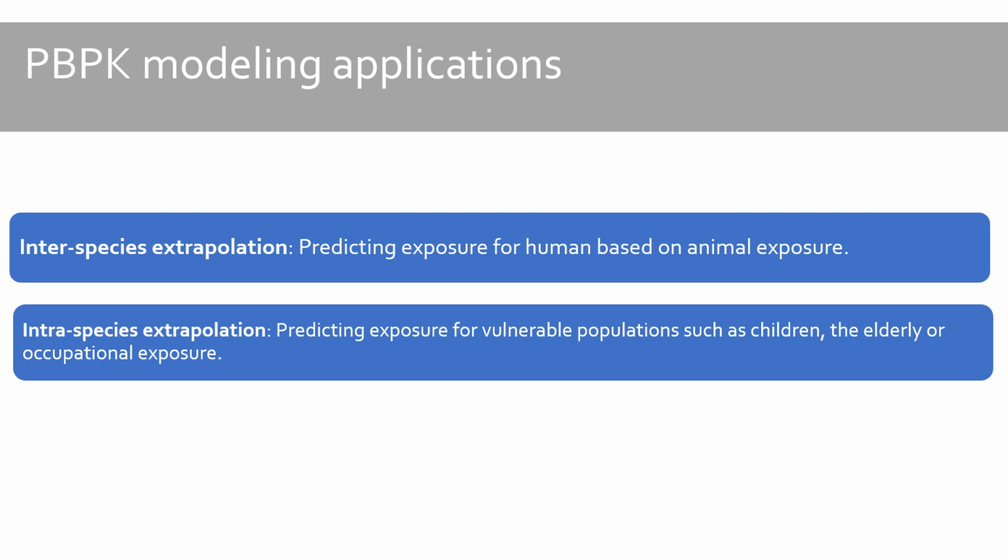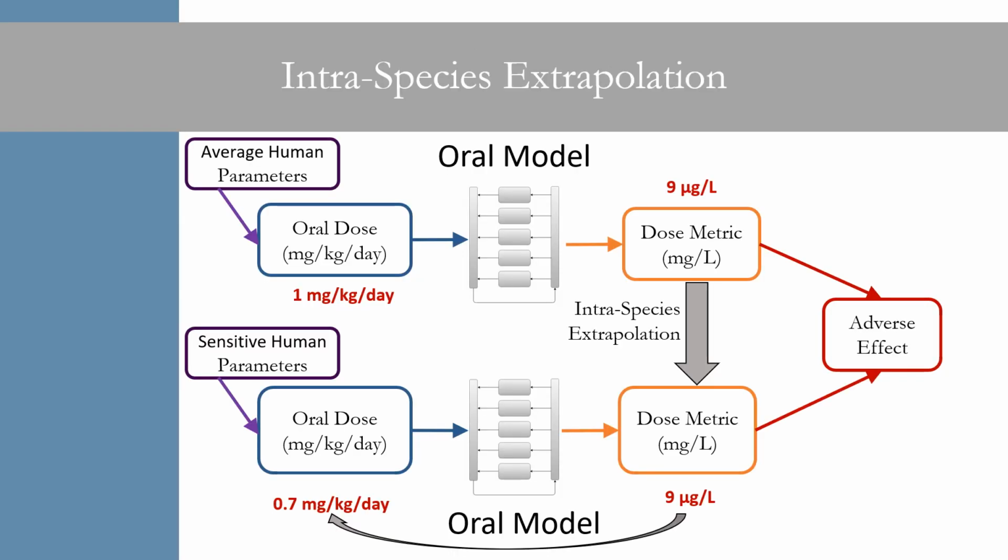Now, the second application is intra-species extrapolation, which means predicting exposure for vulnerable populations, such as children, the elderly, or occupational exposure populations. So now, let's suppose that we know the external dose that corresponds to an adverse outcome in average humans. So we can run a simulation to calculate the relevant internal dose metric. So here we have an oral exposure of 1 milligram per kilogram a day that we run in our adult average human population model. And we find a dose metric, let's say it's blood concentration of 9 microgram per liter.